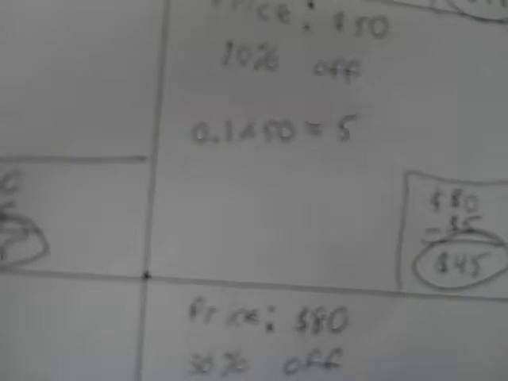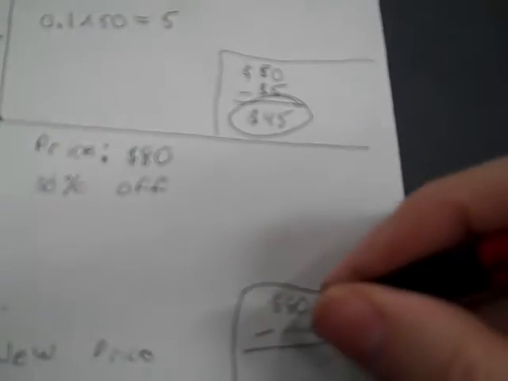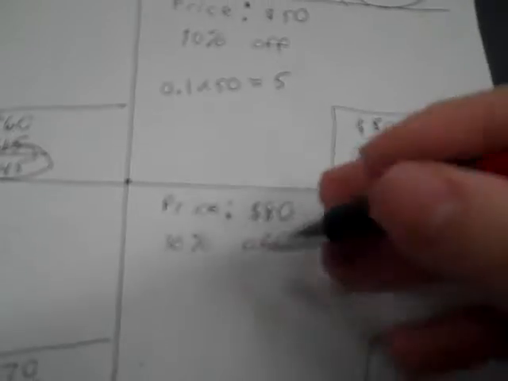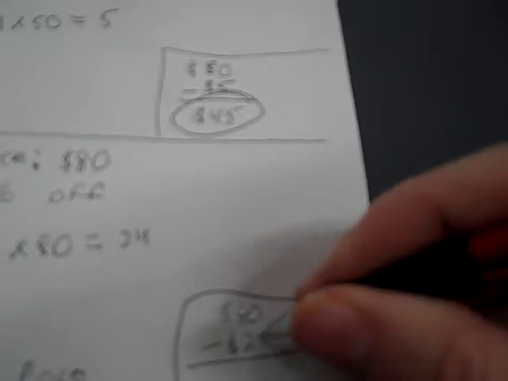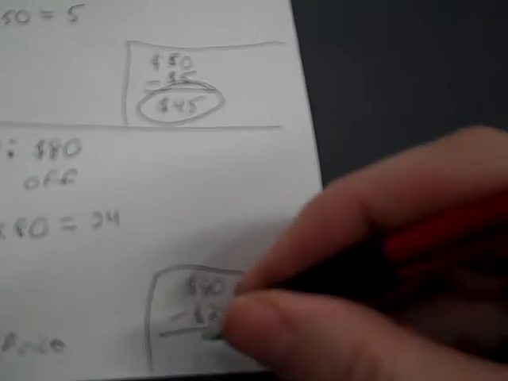All right, and then the last one: something's $80, 30% off. $80 minus how much? I need to figure this out. So I need to take 30% divided by 100. That's going to be 0.3, and we're going to times that by 80. So 0.3 times 80 is $24. That means I can subtract $24 from $80. So 80 minus 24 is going to be 56.